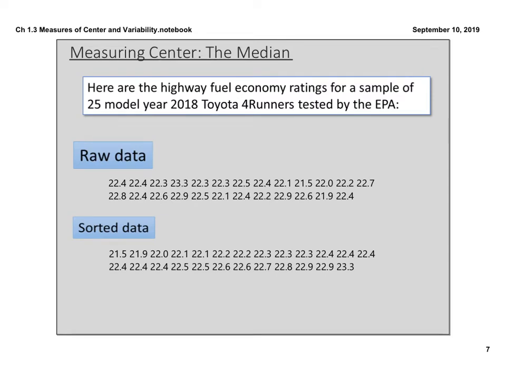Now let's look at an example. Here are the highway fuel economy ratings for a sample of 25 model year 2018 Toyota 4Runners tested by the EPA. Here was the raw data. We've talked about this before. When we get data in statistics, it is raw, messy, ugly, and usually not sorted. The very act of statistics is taking that raw data and making something meaningful out of it. So the first thing they did here is sort their data.